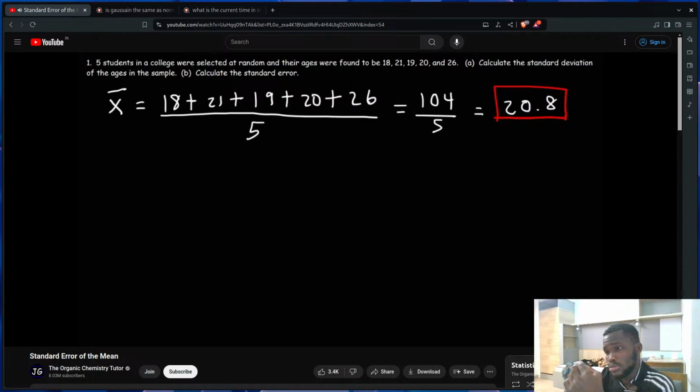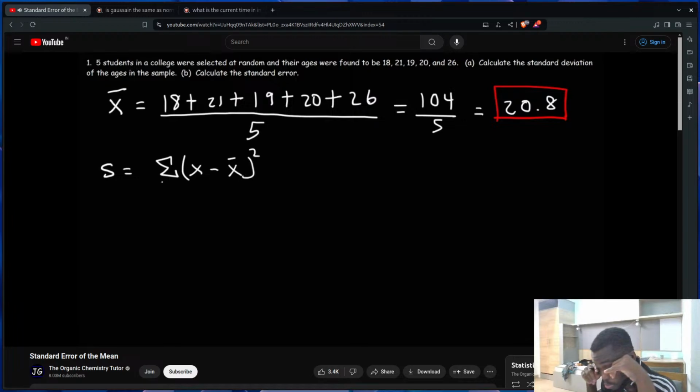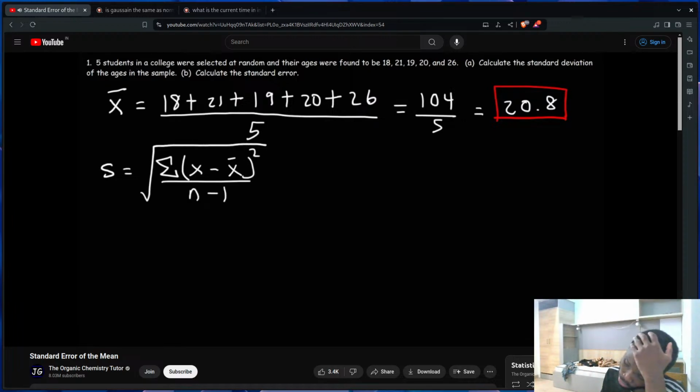So now let's calculate the sample standard deviation. The standard deviation of the sample is represented by the symbol S, and it's equal to the sum of all the differences between each value and the mean squared, divided by n minus 1, and then the whole thing is inside of the square root symbol. So we already have the mean. X represents each of these individual values.